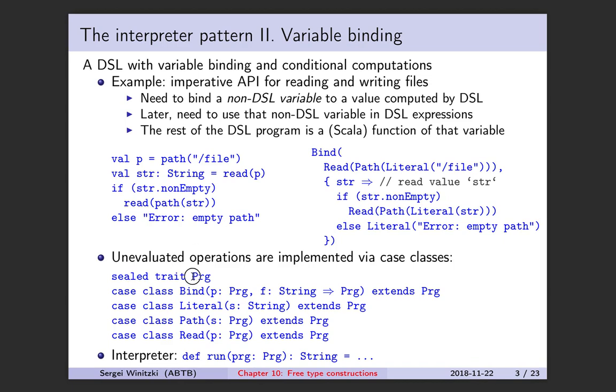Again, I have a sealed trait Prog, which now has four case classes. And the three case classes here are the ones that I would need to implement functionality. So for example, I need literal strings. So I represent that with this literal case class. I need paths whose contents are maybe programs, again, because I don't know, a path can be computed. And I need to read, again, something which could be another DSL program. So that's what I do in these three case classes.